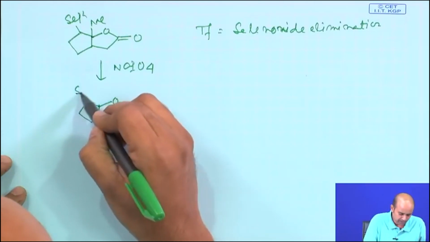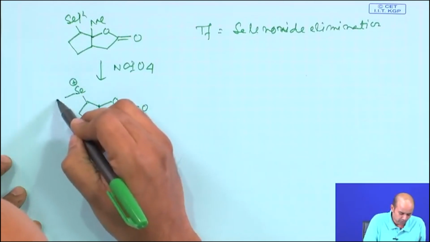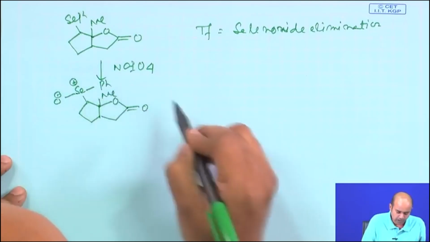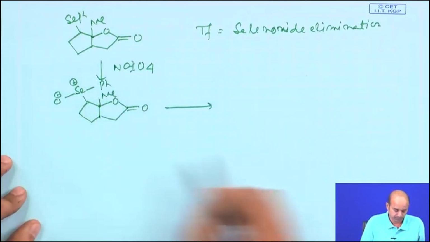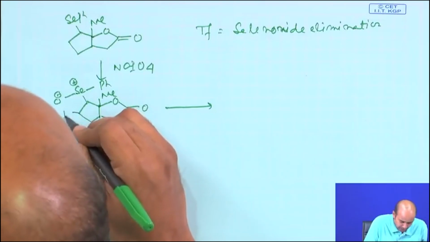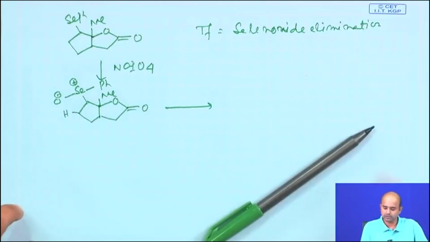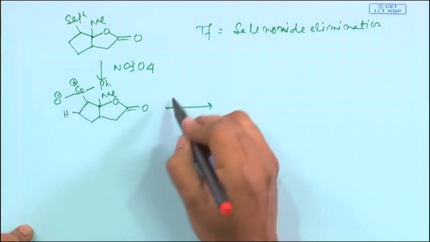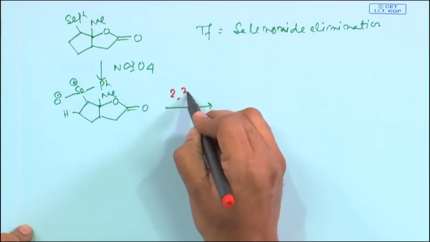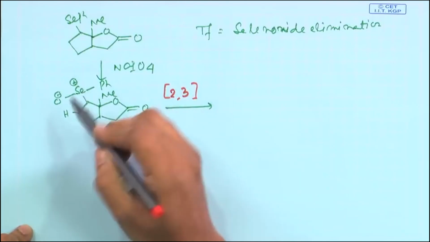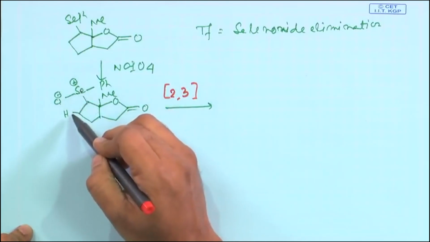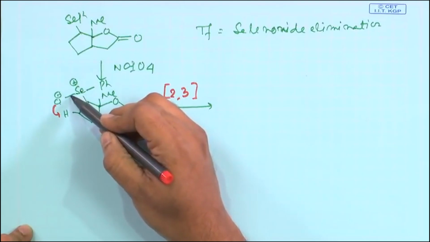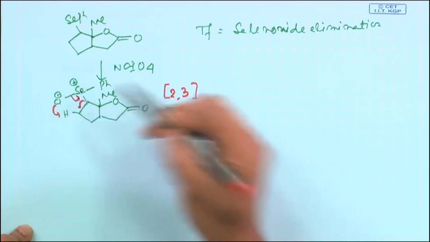To give you AcO minus and PhSe. Now, we need to have a 1,2 elimination to get the target molecule. The selenoxide will get a hydrogen in its close proximity, this hydrogen. This selenoxide syn elimination is basically a 2,3 sigmatropic rearrangement. So, it basically picks up this hydrogen and then these things take place.